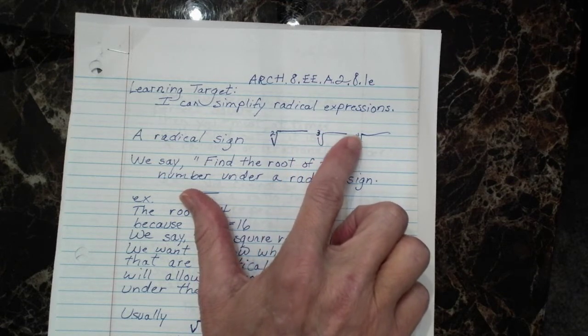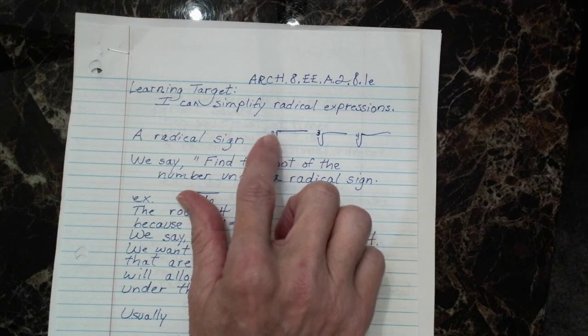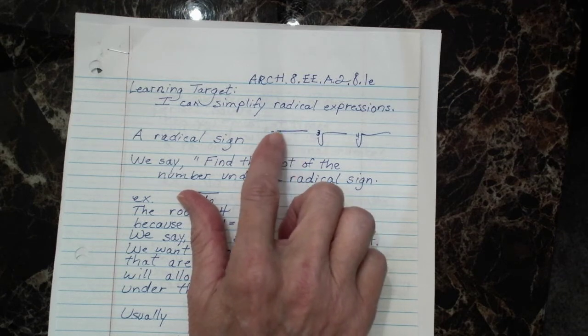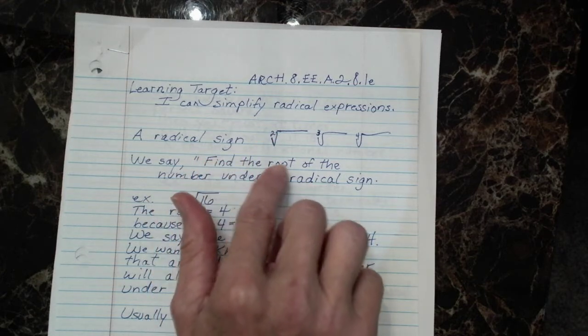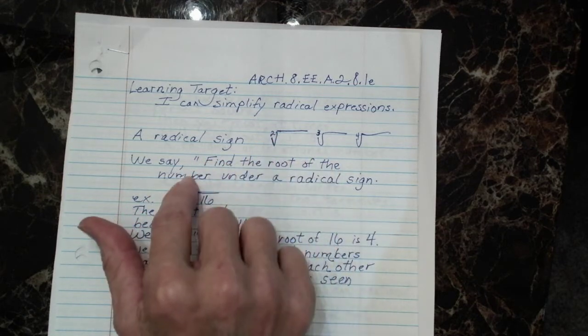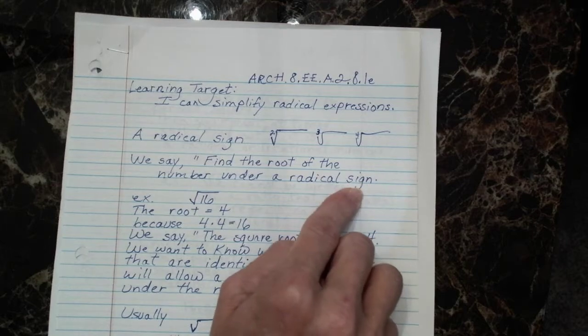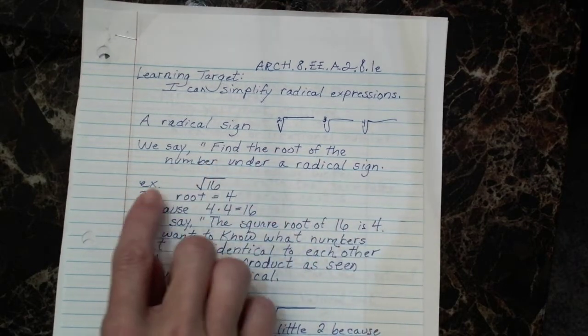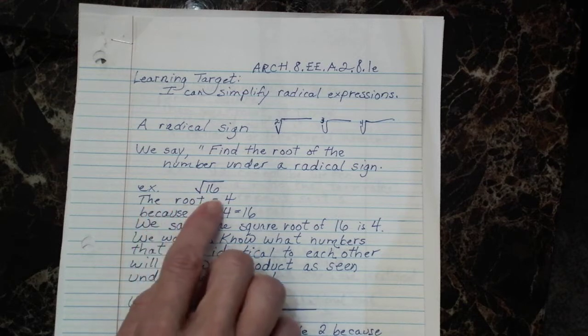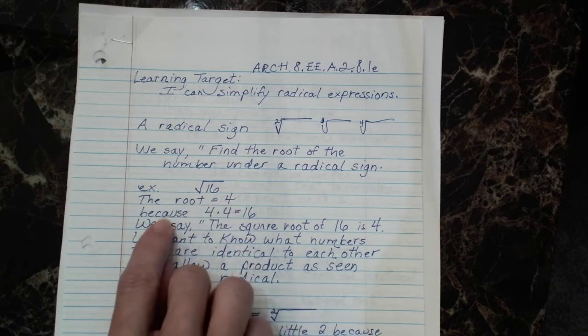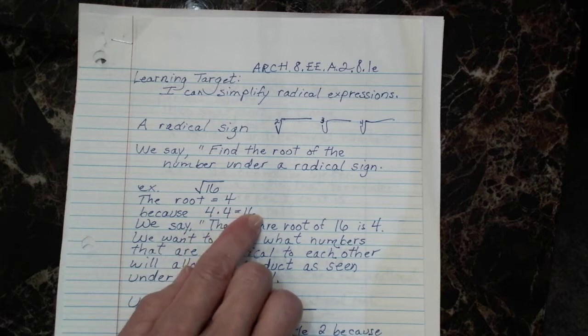You can have any number, but when you're trying to find the root of a number, when you see a 2, we say, find the root of the number under a radical sign. So for example, 16 is under the radical sign, so you want to find the root. The root equals 4, because 4 times 4 equals 16.